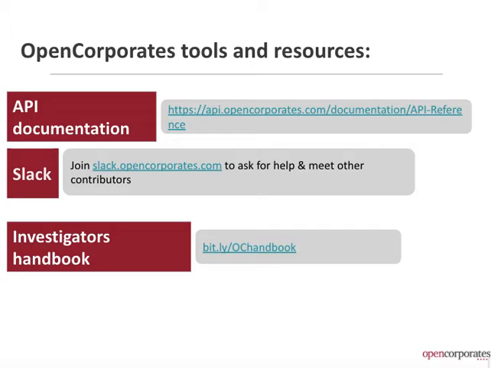And Open Corporates also provides some other tools and resources. For example, it has a Slack group, which is useful if you want to talk about using the tool. It has an API as well, which is especially useful for querying data about companies and getting lots of information. I should mention that Companies House also has an API. And Open Corporates provides an investigator's handbook with lots of tips and examples and case studies around investigating companies as well.